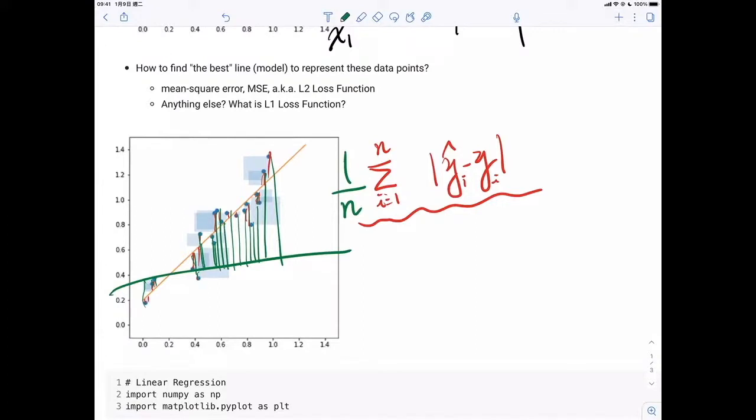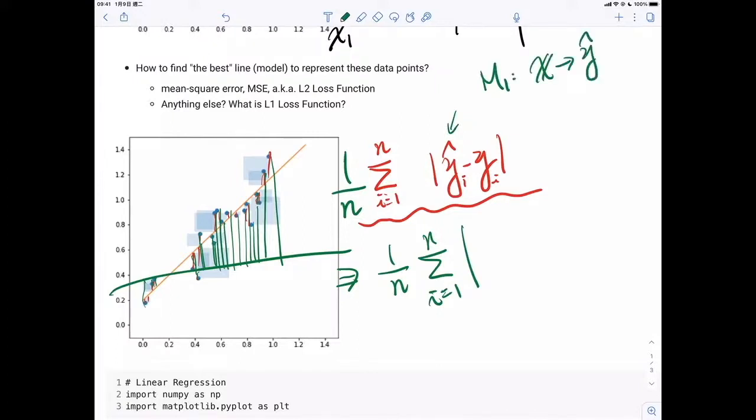What is the average difference, the absolute value of y minus y hat, to measure different models? Basically it looks like this: 1 over n, sigma i from 1 to n, of y minus y hat. So what is y hat? As we mentioned, y hat 1 is ax1 plus b, right?